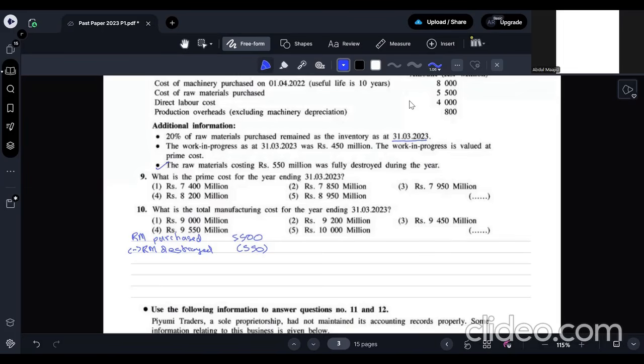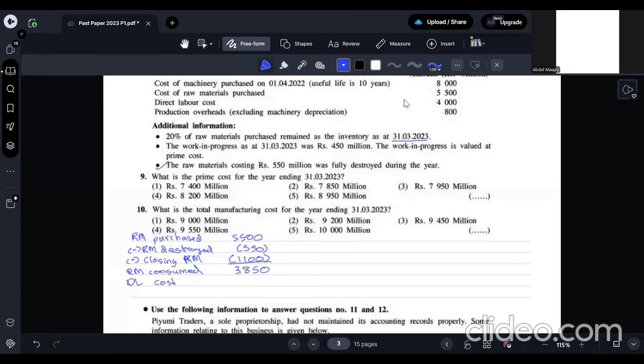And then they are saying 20% of the raw material purchased remain as inventory as at 31st March 2023. So 20% of the raw material that we purchased here will be there in a closing stock. So minus closing raw material, that is 20% of what we have purchased, that is 20% of 5,500,000 is 1,100. Then you will get the raw material consumed amount will be 5,500 minus 550 minus 1,100, 3,850.